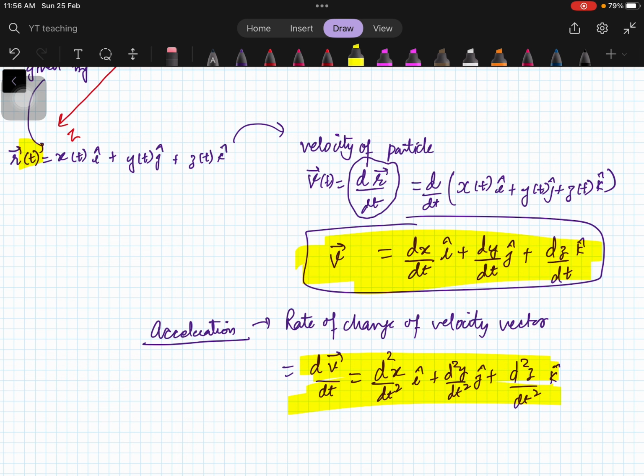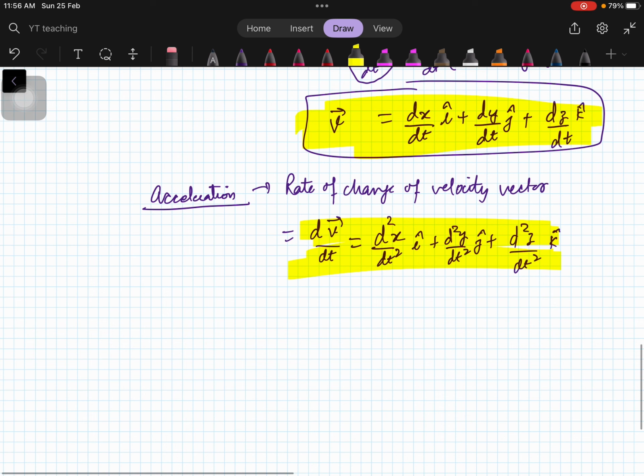Can you see those things? Try to appreciate it. That's the beauty of mathematics, that you can build on the same thing, you can generalize the concepts, right? Okay, so now let us do some problems.